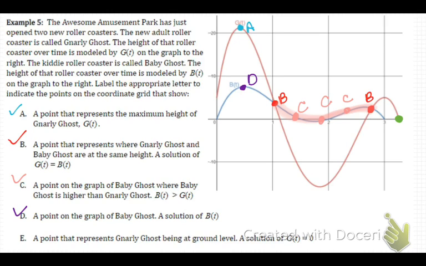Is that when Gnarly Ghost is on the ground? Yeah. Is my Y value 0 there? Yeah. Is that the only point where Gnarly Ghost is at 0? No. Where else is it at? Oh, are you saying under the B? Is this where you meant? Okay. Yeah. That's another one too. Are those the only two?